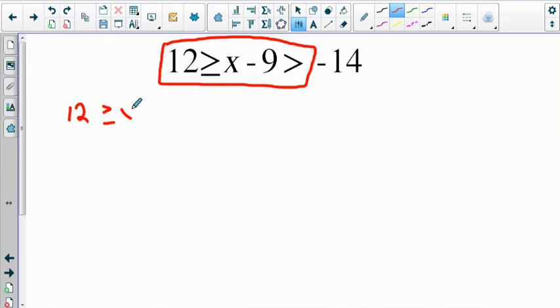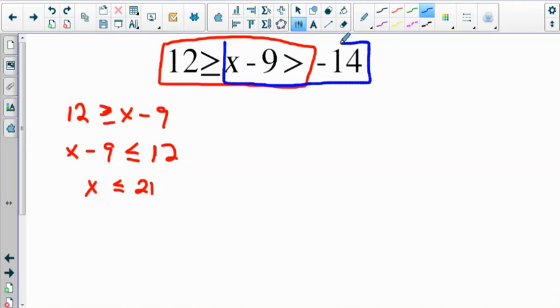12 is greater than or equal to x minus 9. Okay. Need my variable on the left, so I spin the whole thing around. X minus 9 is less than or equal to 12. Okay. I add 9 to both sides. So I've got x is less than or equal to 21. Okay, that's fine. And now I'm going to focus on just this side of it, ignoring everything else. I have x minus 9 is greater than negative 14. Don't need to spin it around. I just need to add 9 to both sides. Well, negative 14 plus 9, that's 9 to the right of negative 14 on a number line, is negative 5.